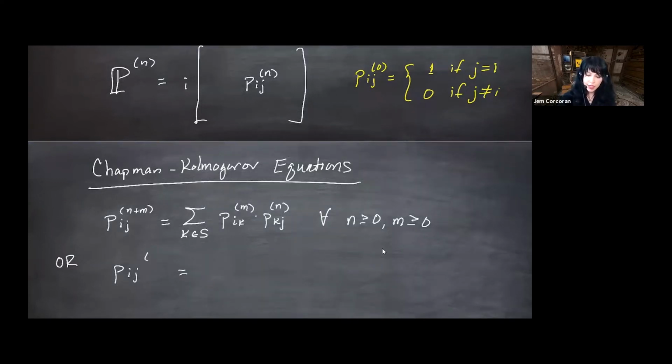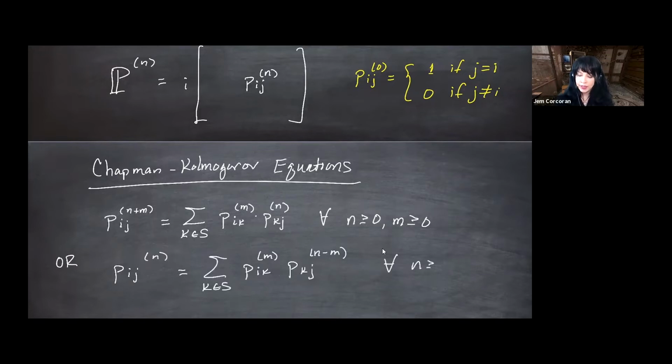Sorry about that. This is the sum over all k in S of the probability you go from i to k in some m units of time, and now m is going to be restricted to be at most n, and then you go from k to j in the remaining n minus m. So this is for all n greater than or equal to 0, and for m taking on the values 0, 1, 2, up through n. That one's a little clunky, if you ask me. Okay, so let's prove it.